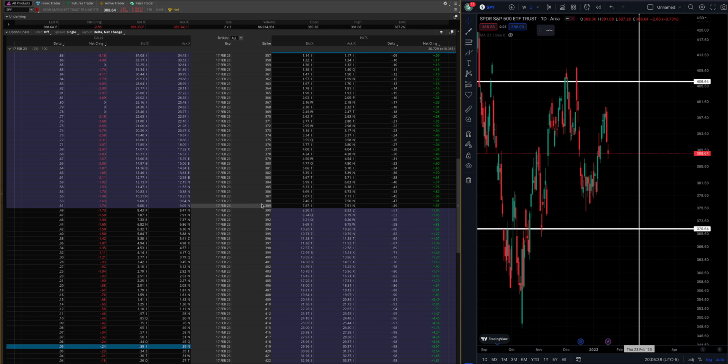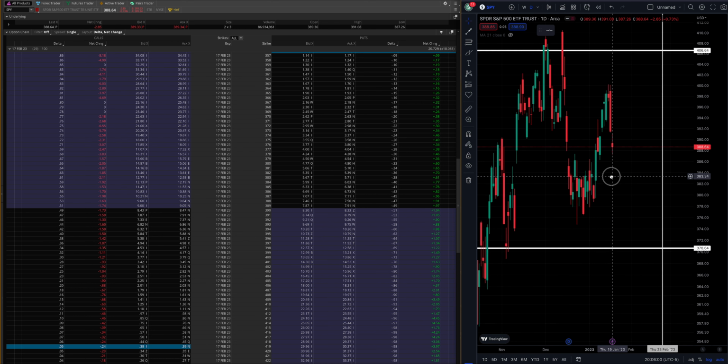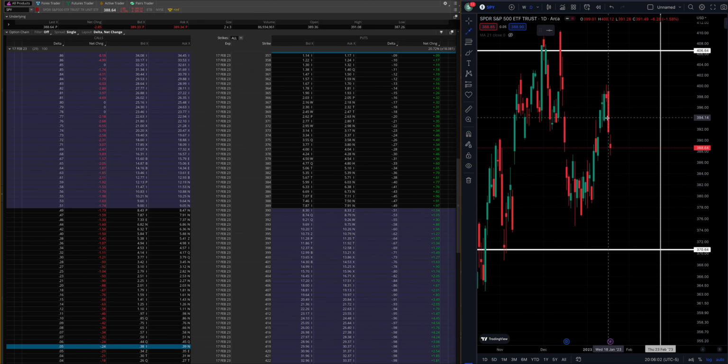So what we did on our chart on the right-hand side of the screen is we went up $18, put a white line, went down $18, put a white line. So this is our zone for SPY, all the way up to 406.64 and all the way down to 370.64. But there is another factor. The other factor is time, which is our white vertical line right here. That represents our time frame.